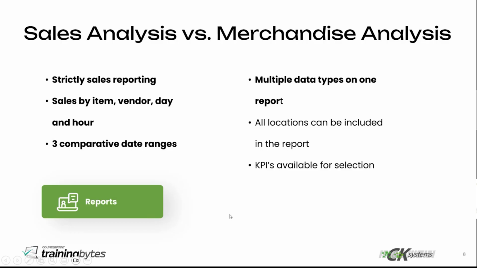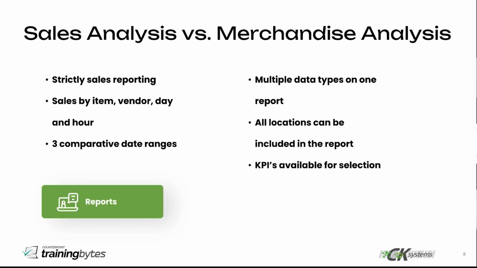On the other hand, a merchandise analysis report, you can include multiple data types on one report, like sold, on hand, on purchase order, received. You can also include all locations in the report, and there's something called KPIs available for selection, which is fancy for key product indicators.